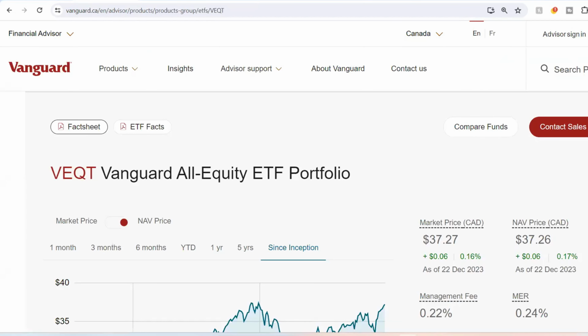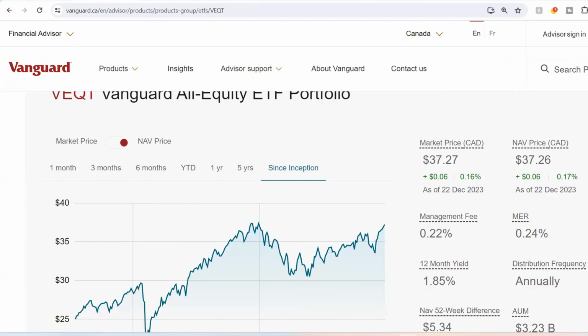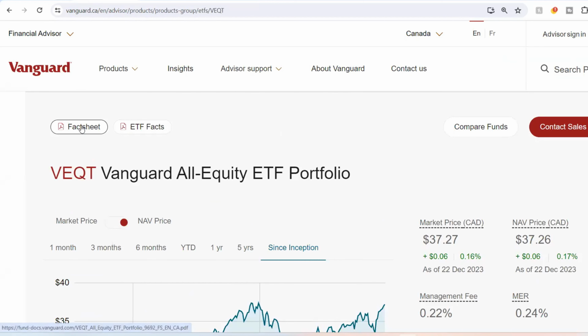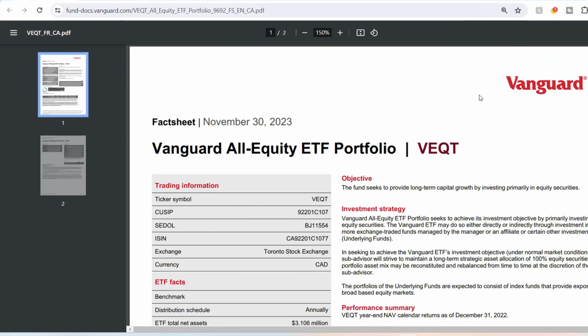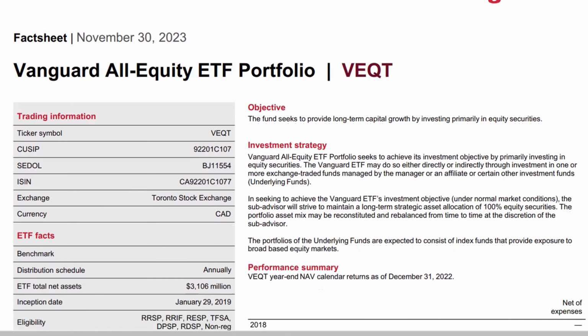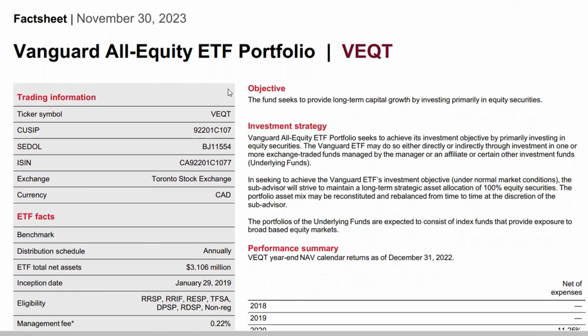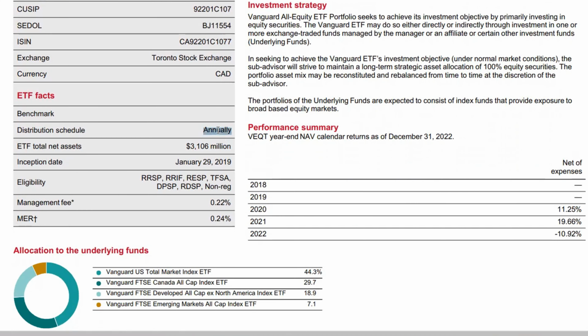VEQT, another popular all-in-one ETF. If you look at it, on top of the page, there's another link for the fact sheet. If I click onto it, you do see a 2-page PDF that comes up, very similar to XEQT. It talks about the fund's objectives, its strategy, the ticker symbol, and availability on the Toronto Stock Exchange. With VEQT, it pays its dividend distributions annually, only once a year. The inception date is earlier and goes back to January 29th of 2019.